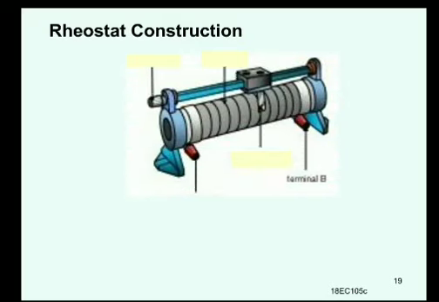So this is how it looks. You have a ceramic rod or a tube over which there is resistive wire winding, or a coil, which is wound along the length of the ceramic tube. Then you have the sliding contact that is fixed onto a support rod above.